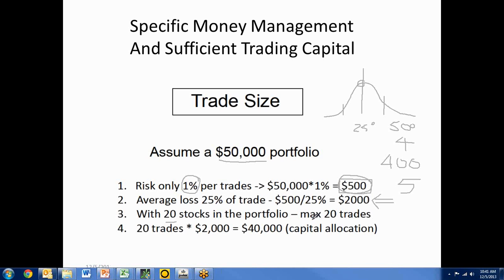Now, usually you're not going to be 100% invested, but if you are in those 20 stocks, 20 times 2,000 is 40,000. Therefore, you will never be undercapitalized. You will always have enough capital to do what you want to do.